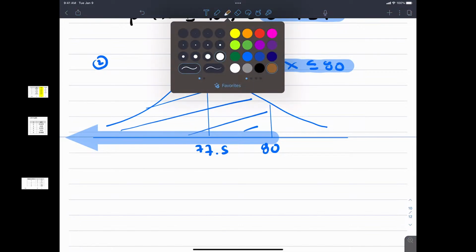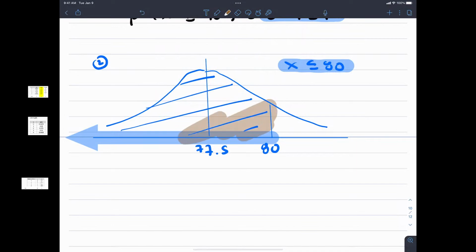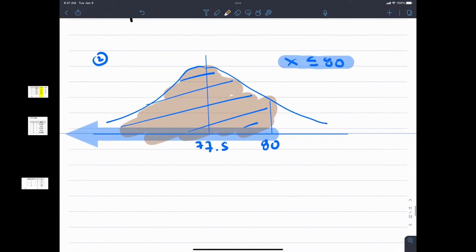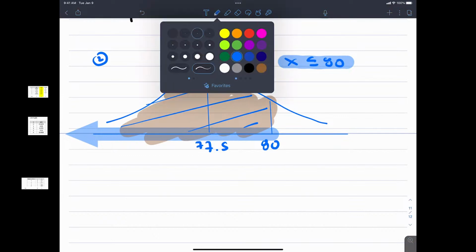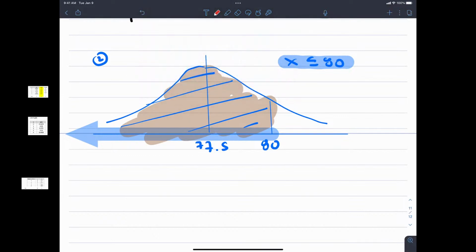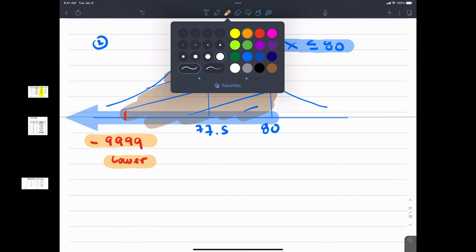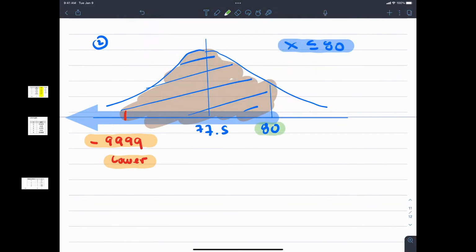Okay, so here you go. I guess since this is a percent question, we're going to shade this here. All right, you guys okay with that one? So as we look for the lower value, because again, we need 2 values, a lower and an upper. What's the lower going to be? Negative 9,999. Remember, those are the defaults. Lower. And then over here was going to be your what? Upper.